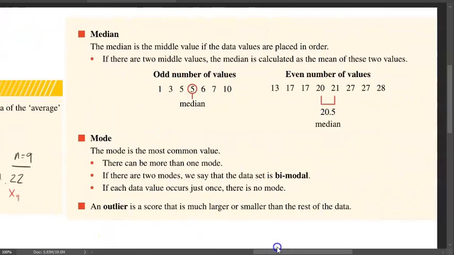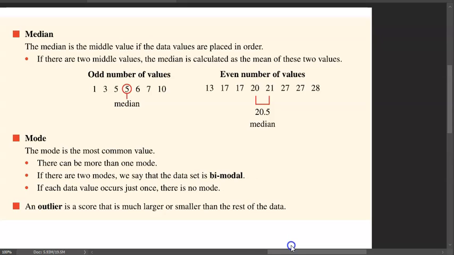The other way of centralizing is called the median. And the median is the middle value of the data when placed in order. This is a very important fact. When placed in order from smallest to largest. So from smallest to largest.